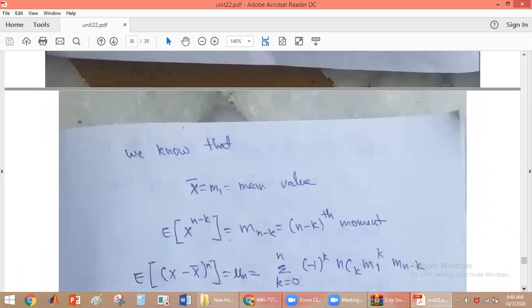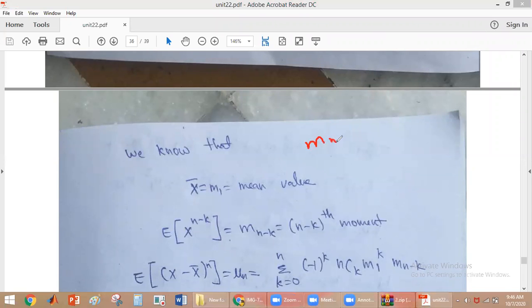Now we know what a moment about the origin is. The moment about the origin we denote as m n. So m n is equal to what? It is the expectation of x power n. And we also know that the first moment m 1 is nothing but the expectation of x, since the power is 1. We also know that the expectation of x can be represented as x bar.